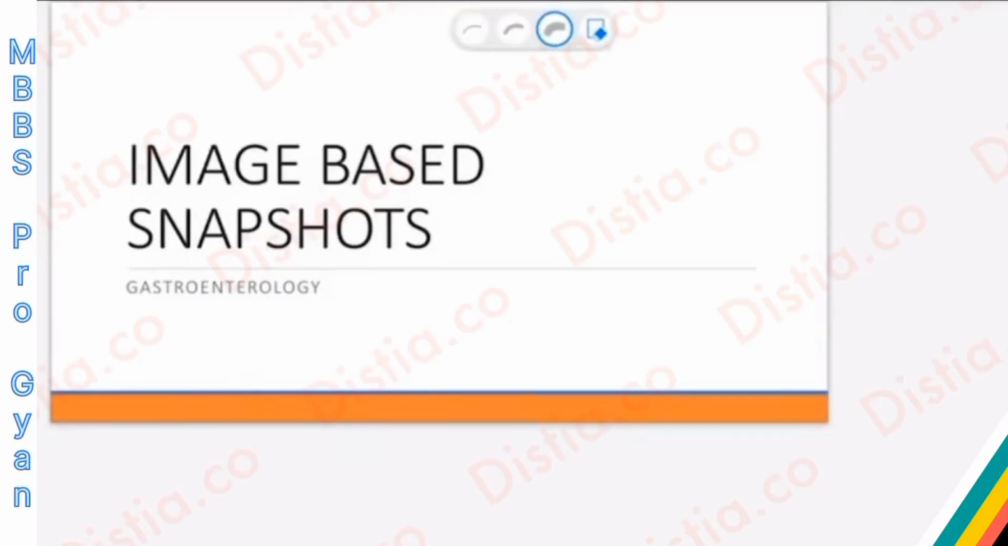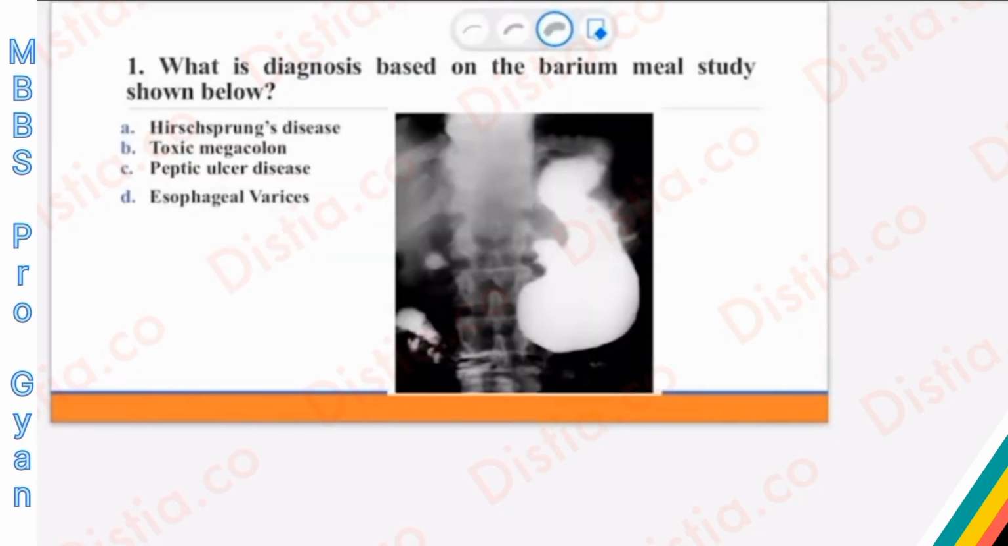Now discussing image-based questions related to the GI tract. Let's get started with the very first one. In this, he has mentioned: what is the diagnosis of the patient based on the barium meal study shown below?